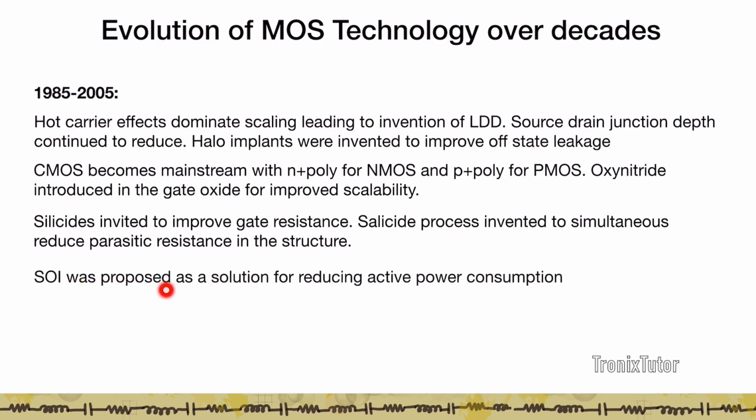SOI was proposed. SOI stands for Silicon-on-insulator. It is a different substrate than the bulk substrate, and it was proposed as a solution for active power reduction. A few foundries today do manufacture circuits on SOI, and that continues to be one of the options required for either fast circuits or circuits which have low power requirements.